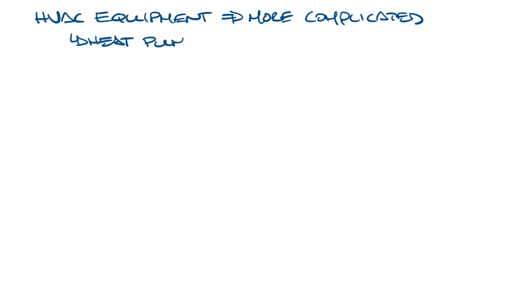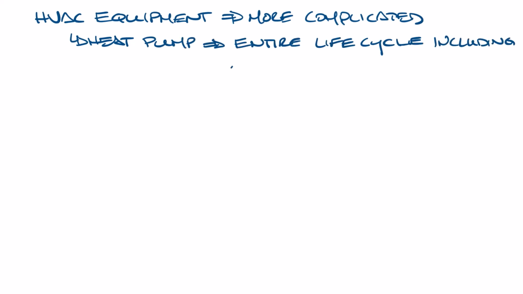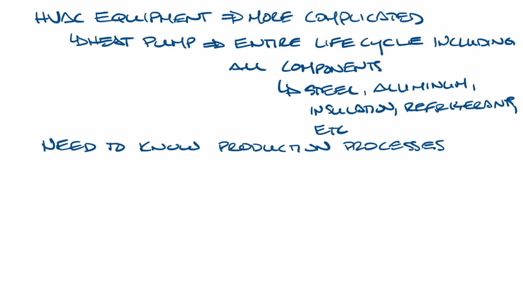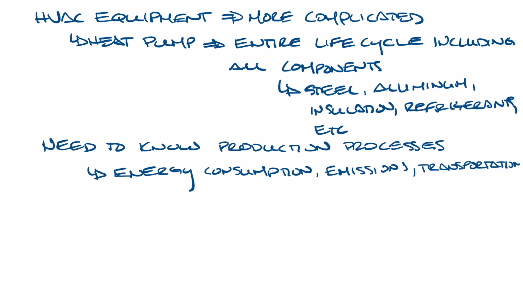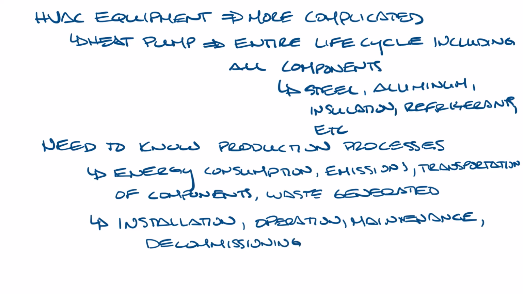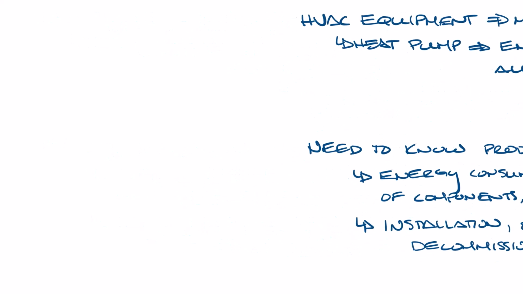For HVAC equipment, it'd be a lot more complicated to get this information. For instance, for a heat pump, you would need to cover the entire life cycle of the product, including all the components that make up the heat pump, such as steel, aluminum, insulation, refrigerants, and so on. You would need to know the production processes involved in assembling the heat pump, including the energy consumption and emissions from the manufacturing facilities, transportation of the components to the manufacturing facility, and the waste generated during the manufacturing process for the heat pump and all of its components. Then you would also need to know the installation, or maybe a typical installation, its operation and maintenance, and finally the end-of-life decommissioning and disassembly of the heat pump. Let's slide this over again.